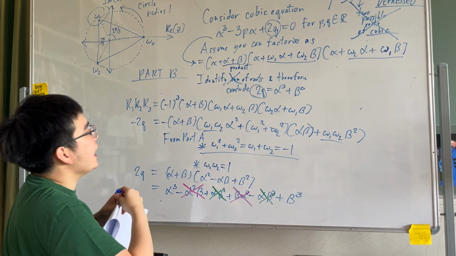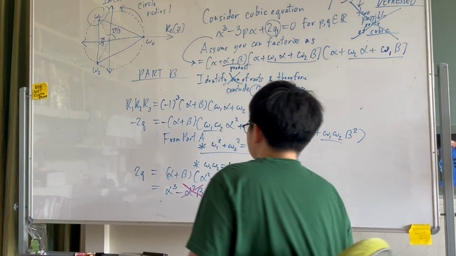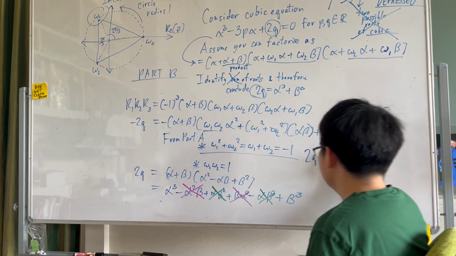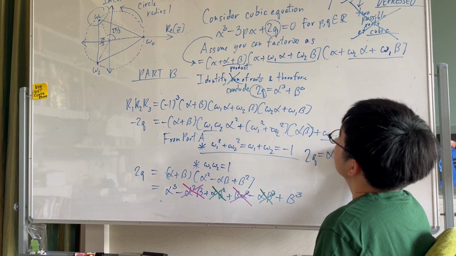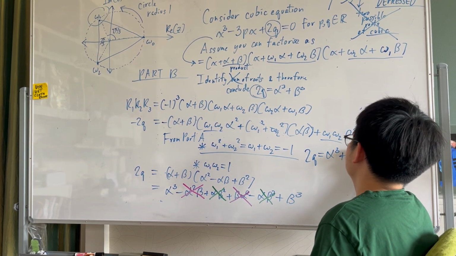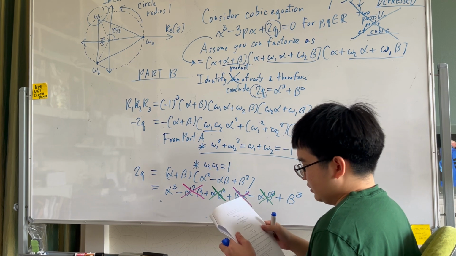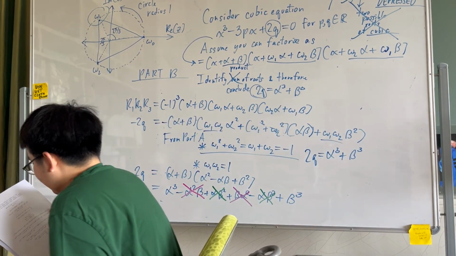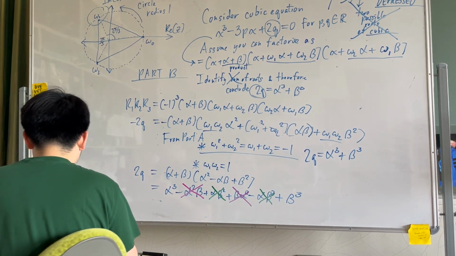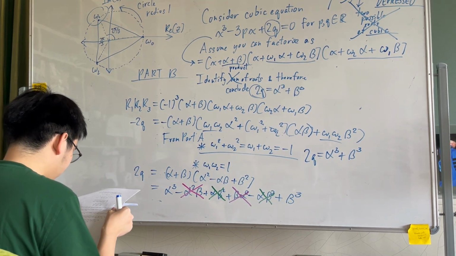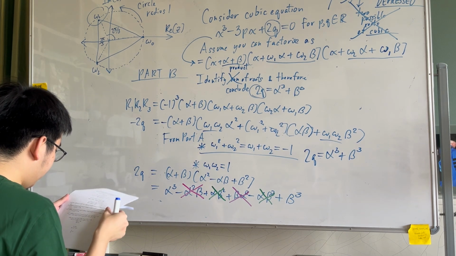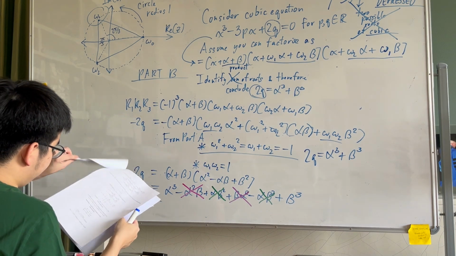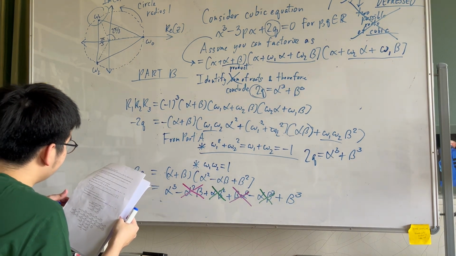So in the end, we get 2q equals alpha cubed plus beta cubed. Okay, so a lot of what we did earlier helped do a lot of the grunt work for us, otherwise we would be going through hell right now. And then that's part 1 of problem B solved, but then next, let's see.